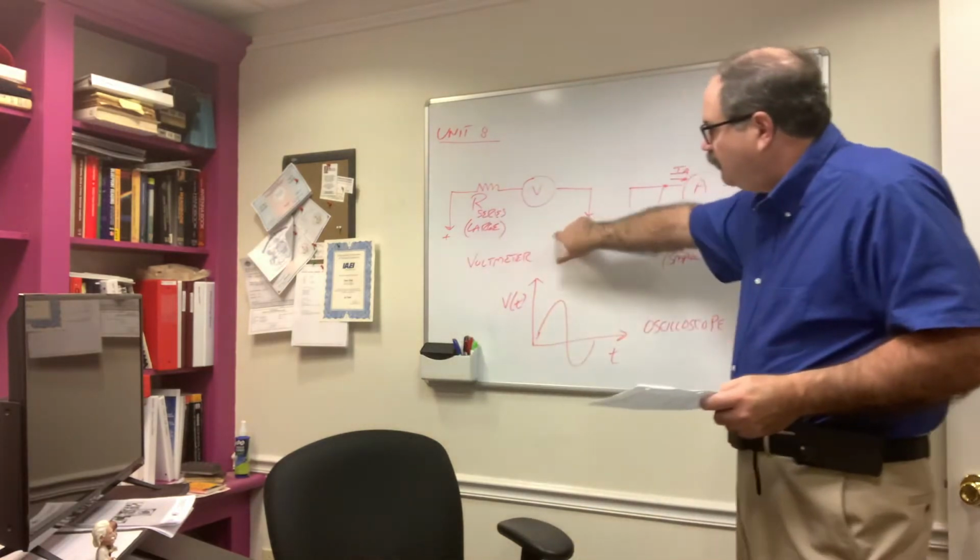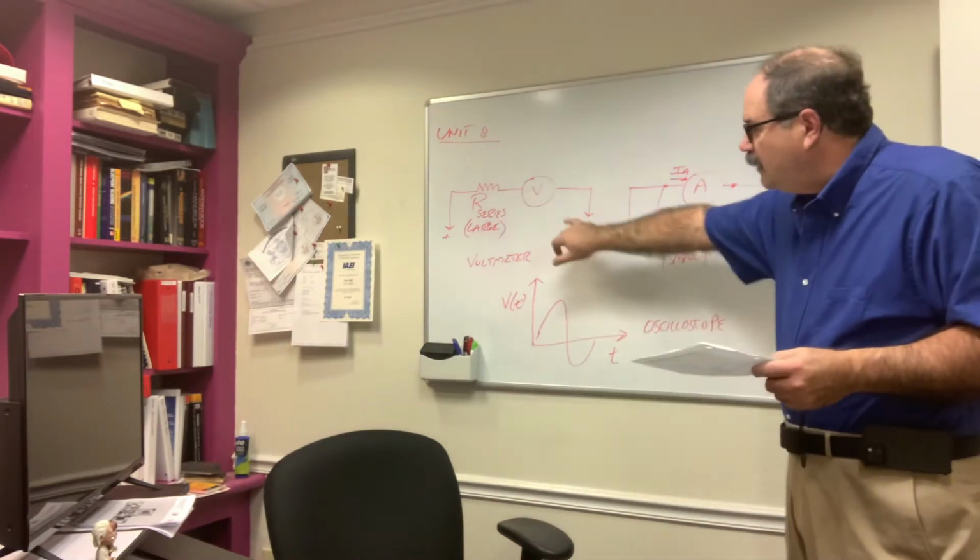I'd like to go over your Unit 8 concepts. This week we're going to take a look at different pieces of test equipment. So the first piece of test equipment is the voltmeter.